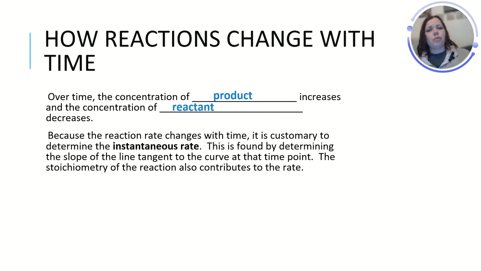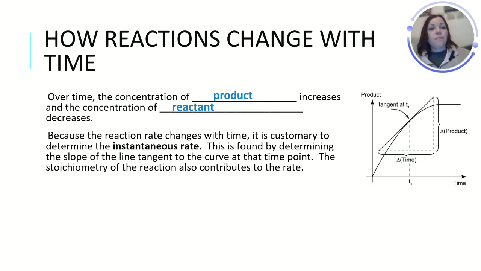The stoichiometry of the reaction also contributes to the rate. So this is what the slope of the tangent line to the curve looks like. Okay, but again, that's not something you need to worry about. You're going to be able to do this math without doing any kind of advanced calculations.